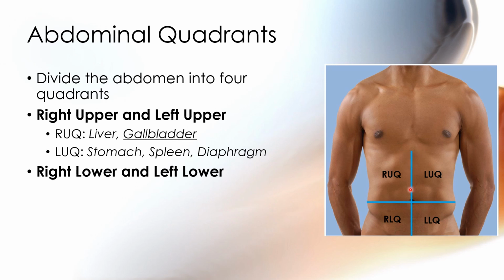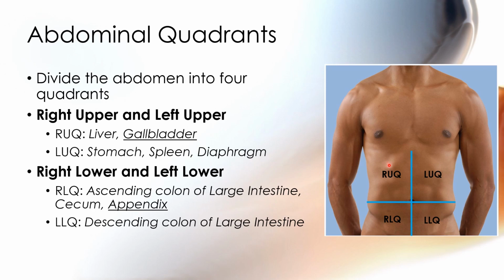So we have right upper quadrant, left upper quadrant. What might live here that might be pertinent to our medical field? In the right upper quadrant, we have the liver, which takes up the majority of the area, as well as the gallbladder. The stomach lives the majority on the left side, so left upper quadrant, but we also have the spleen over here as well, and the diaphragm kind of sits between both. So that's split in between the right and left upper.